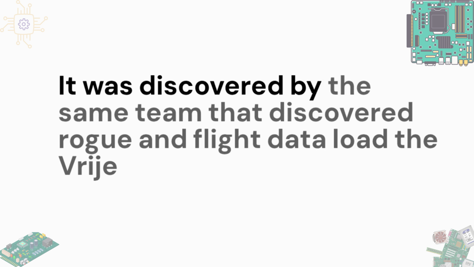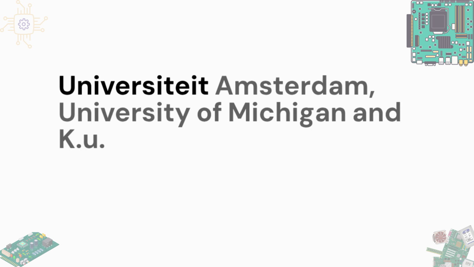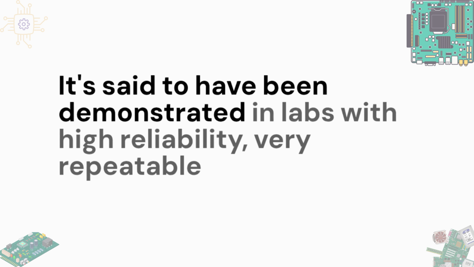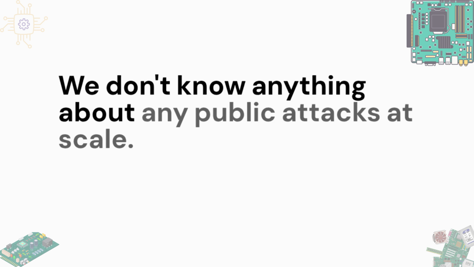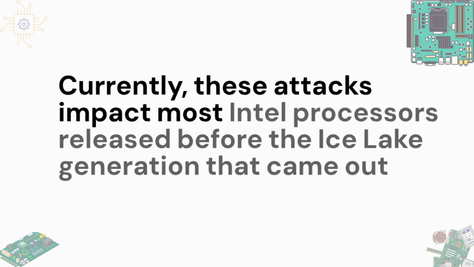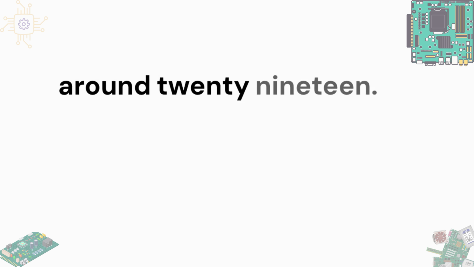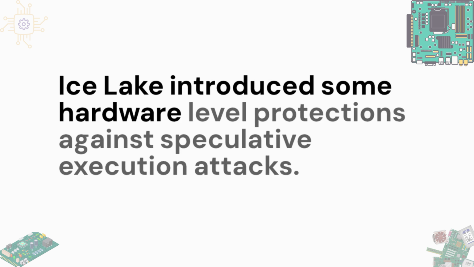It was discovered by the same team that discovered Rogue In-Flight Data Load: Vrije Universiteit Amsterdam, University of Michigan, and KU Leuven. It's said to have been demonstrated in labs with high reliability, very repeatable, especially in multi-tenant and virtualized systems. We don't know anything about any public attacks at scale currently. These attacks impact most Intel processors released before the Ice Lake generation, which came out around 2019. Ice Lake introduced some hardware-level protections against speculative execution attacks.